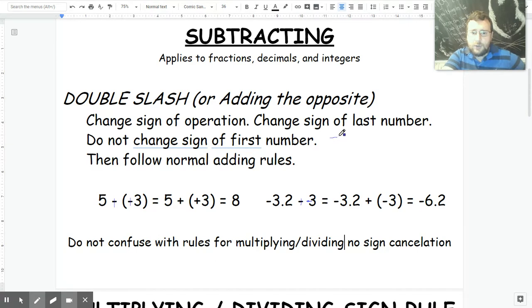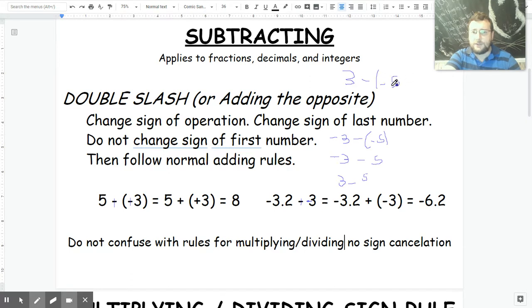So let's see, we do -3 minus 5. I'm also going to do -3 minus -5. I'm also going to do 3 plus, oops, not plus, we don't want plus. It's all subtraction. 3 minus 5. And finally, I'm going to do 3 minus -5.